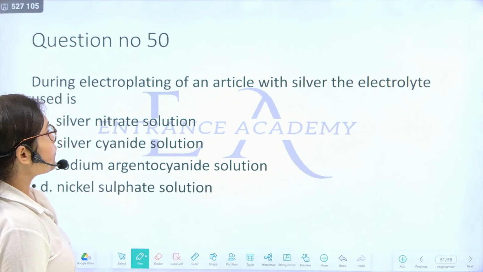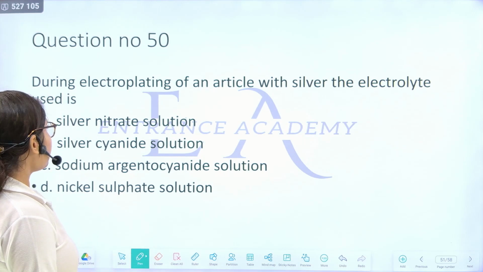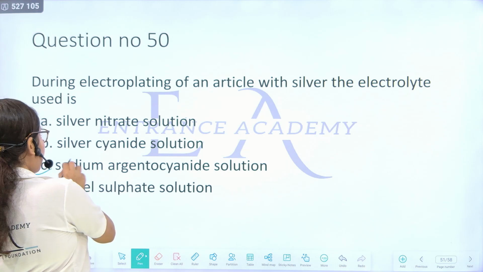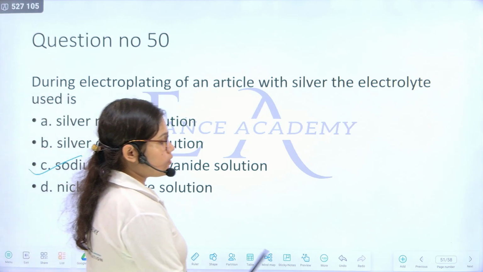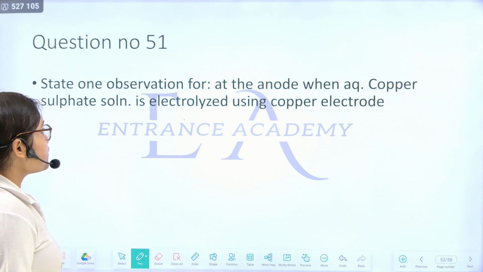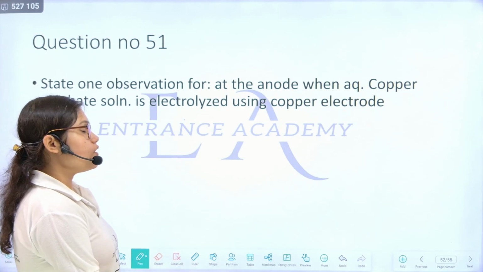During electroplating of an article with silver, the electrolyte used: silver nitrate, silver cyanide, or sodium argentocyanide? Sodium argentocyanide is the correct option, option C. Next question. State one observation at the anode when aqueous copper sulfate solution is electrolyzed using copper electrodes.